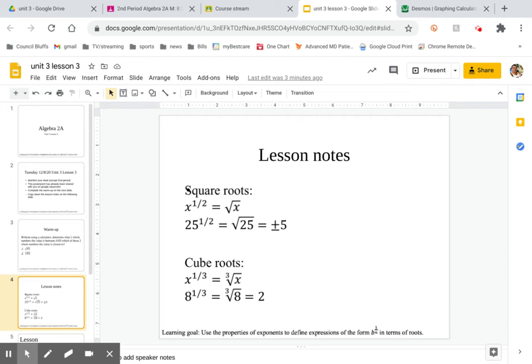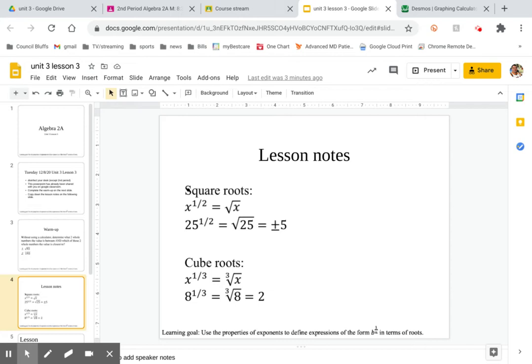So it turns out that taking the square root of a number is exactly the same as taking that number and raising it to the power of 1/2. Okay. So the example I gave here, the square root of 25, which we of course know is positive or negative 5, is exactly the same as taking 25 to the power of 1/2.